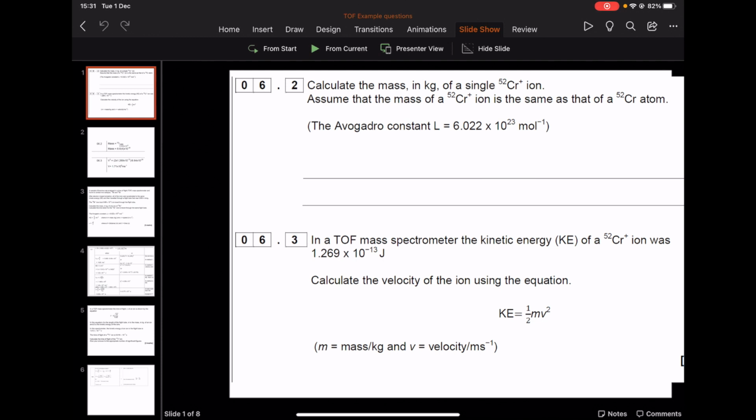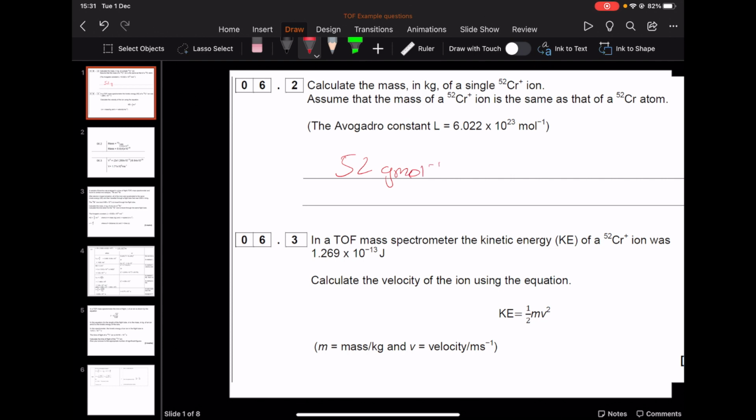So this is: calculate the mass in kg of a single 52 chromium plus ion. Assume that the mass of a 52 chromium ion is the same as that of a 52 Cr atom. So that tells me that the mass that I've got is 52. Now, 52 is in grams per mole, and I need to convert that into kilograms. So the way in which I'm going to do that is I'm going to take 52 and divide it by 1,000 first of all. That's going to give me my mass in kilograms per mole, so 0.0052 kilograms per mole.